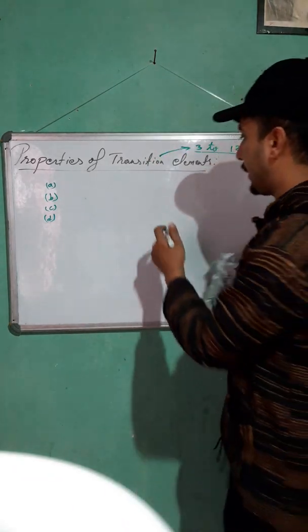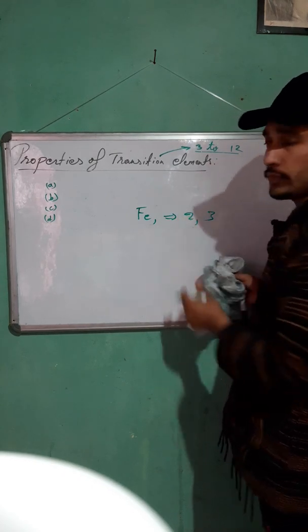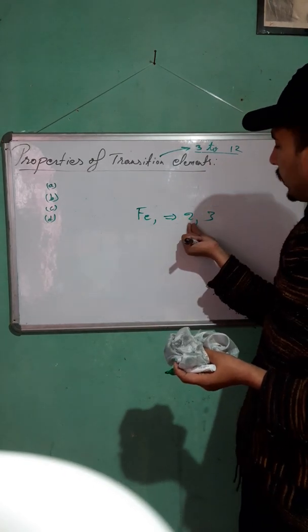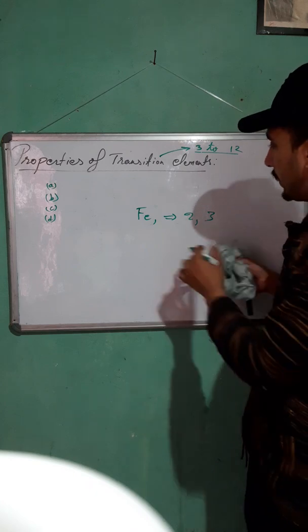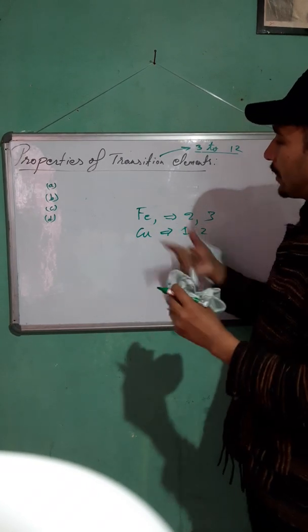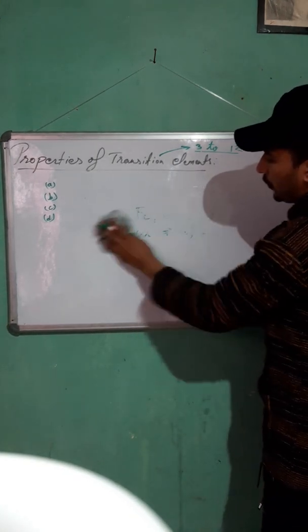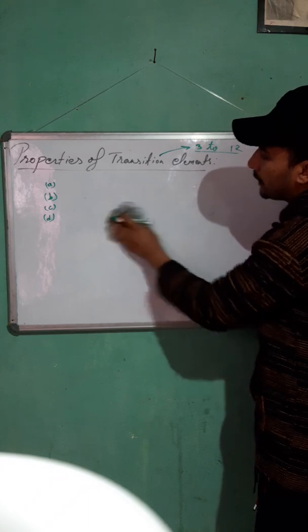For example, iron, Fe, has two valencies, 2 and 3. Sometimes the valency of iron is 2 and sometimes it is 3. Similarly, copper is 1 and 2. Similarly, there are also other metals with variable valencies. So generally they show variable valencies.